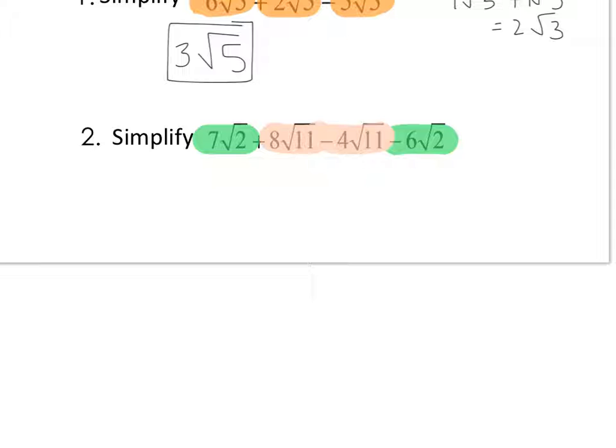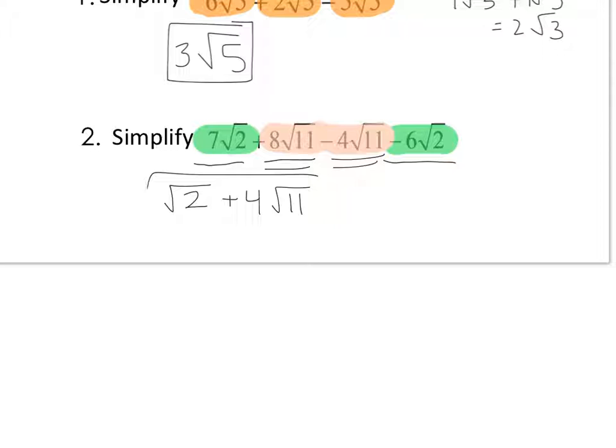So here's what I'm going to do to add these like radicands or simplify this expression. I'm going to take the 7 square roots of 2 and subtract 6 square roots of 2 and get 1 square root of 2. And I'm going to take 8 square roots of 11 and subtract 4 square roots of 11 and get 4 square roots of 11. So all I do is I add the numbers that are in front of the radical if I have like radicands. Add or subtract the numbers that are in front.